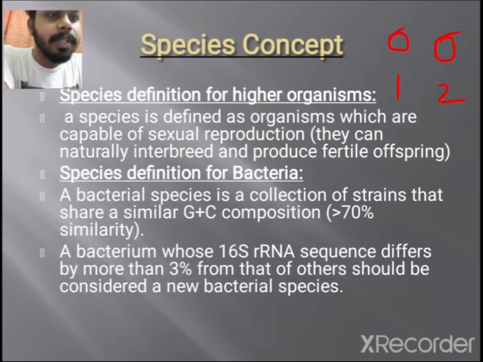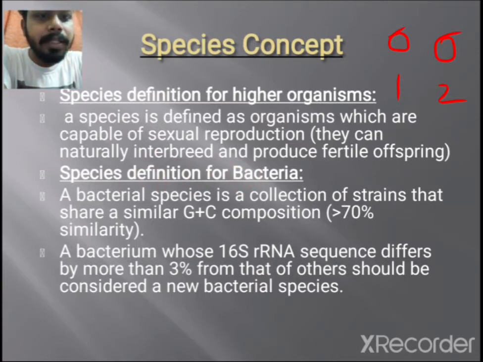So for example, if these two strains share similar guanine plus cytosine composition in their DNA, more than 70% similarity in their guanine plus cytosine composition, then we can say that these two strains or these two organisms belong to the same bacterial species. Okay, so this is one type of definition for bacterial species.